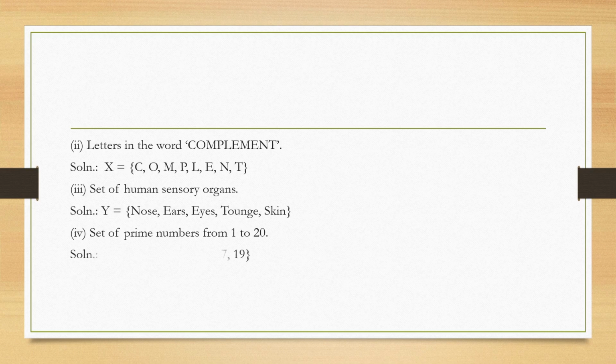What are the prime numbers? As I told you before, Z is equal to curly bracket open 2, 3, 5, 7, 11, 13, 17, 19, curly bracket close. These are the prime numbers.